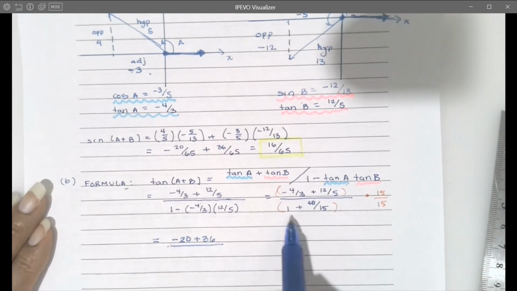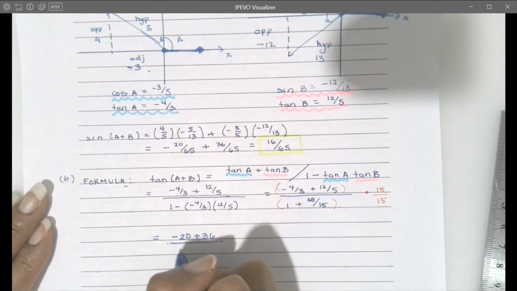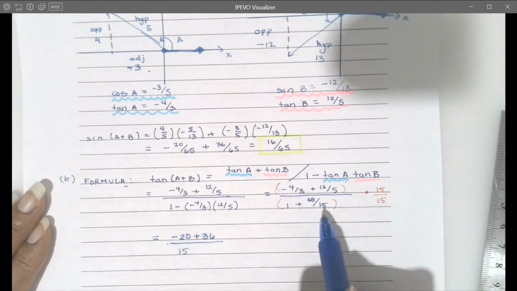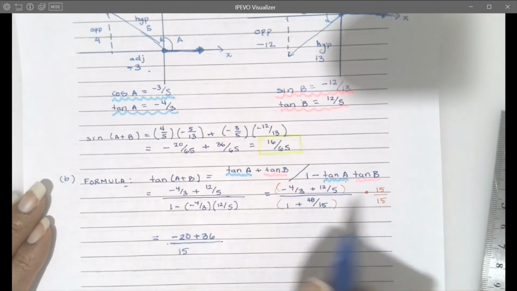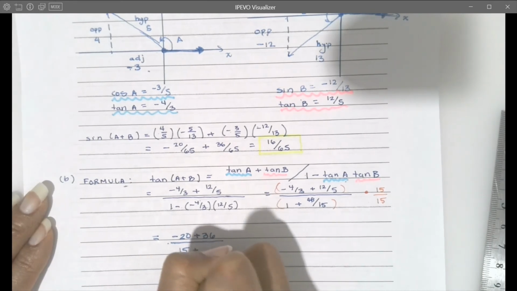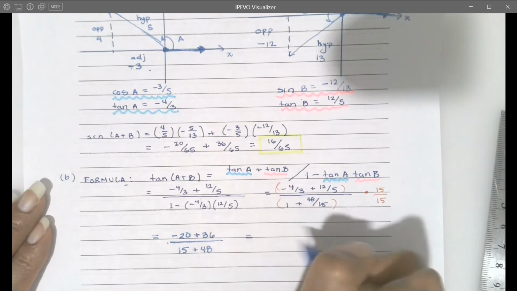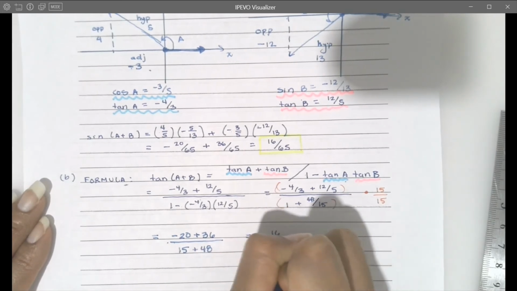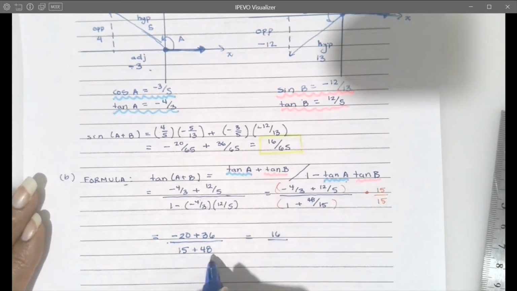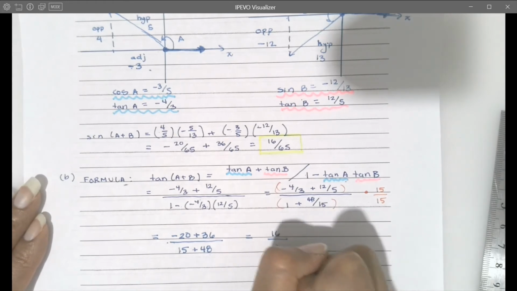Okay, same thing in the denominator. 1 times 15 is just a 15. 48 over 15 times 15 is just going to give us 48. So in the end, we end up with 16 over, here we're going to have a 63.